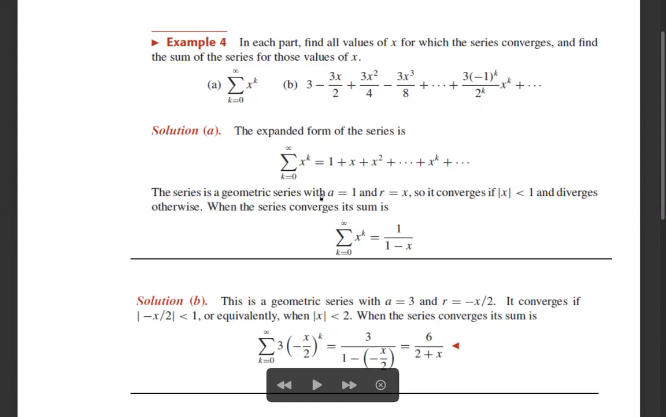It is a geometric series with A equal to 1 and common ratio R equal to x. It converges if modulus of x is less than 1 and diverges otherwise. That means if modulus of x is greater than or equal to 1, the series diverges. If the series converges, then it converges to A by 1 minus x, that is 1 by 1 minus x, which is the sum of the series summation x raised to k. The expansion of 1 by 1 minus x is equal to 1 plus x plus x square plus etc.